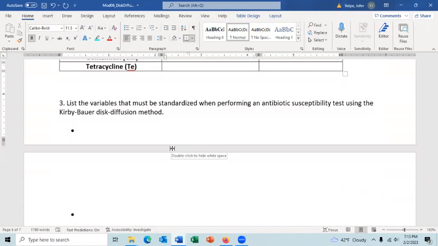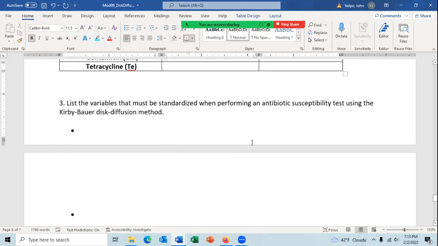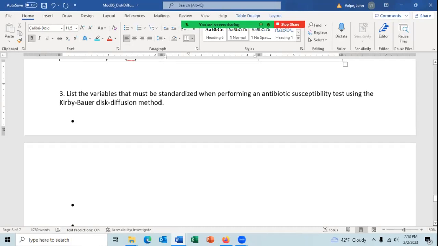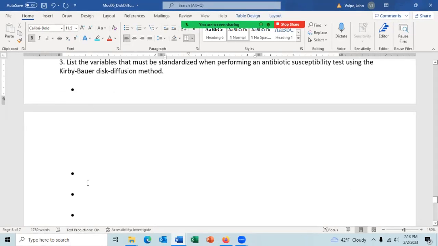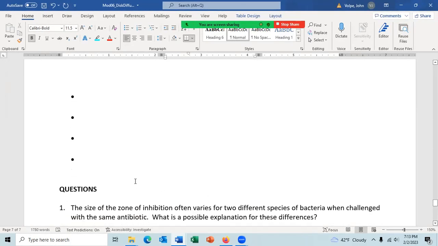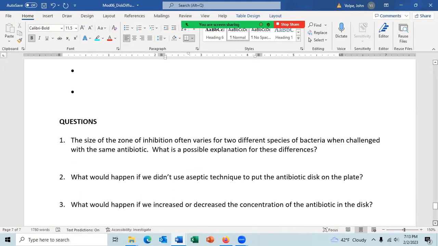diffusion method. And remember, we standardize all these variables to make it so that different people in different parts of the world will have similar, if not the same, results using the same strain of bacteria and the same antibiotics. And you can see that you have to answer 1, 2, 3, 4, 5 different answers here. And you can get those answers in the lab module. I did actually talk about them when I went through the lab module.